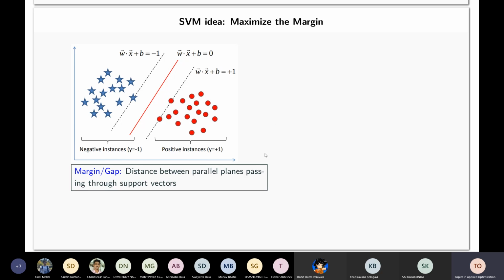Now what do we need? Remember SVM told you to classify but maximize the margin. Now you have two planes given to you. You know how to calculate the distance, and this distance is something that has to be maximized, right?